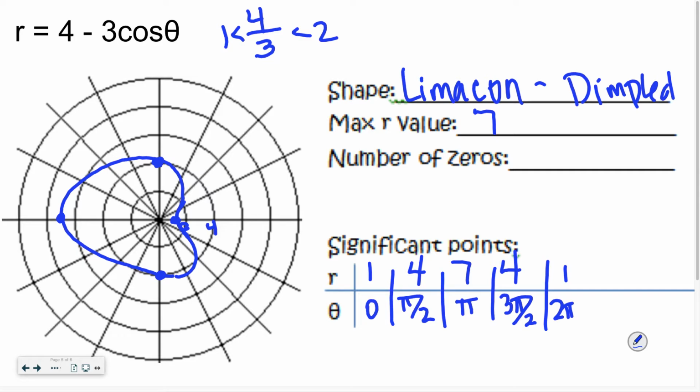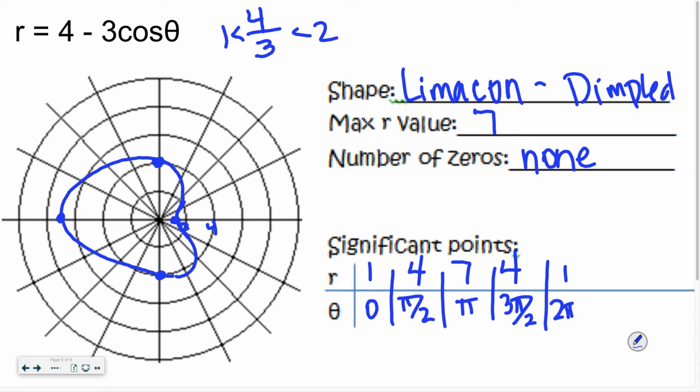Okay, how many times do we go through the pole? Okay, so we are going to have no zeros. So instead of writing the number 0, I'd appreciate if you would write the word none. Don't leave it blank because I'll think that you don't know the answer. So I would prefer that you not write the number 0, but instead give me the word none.